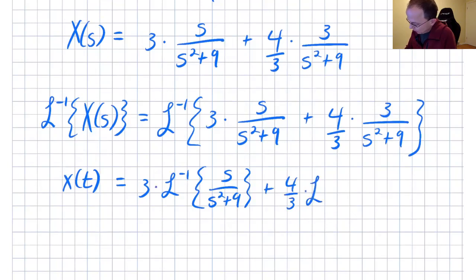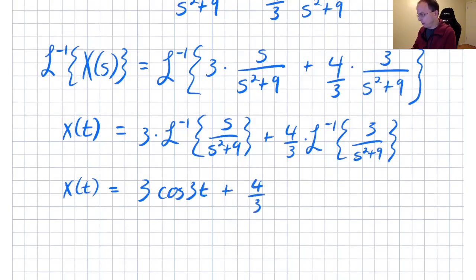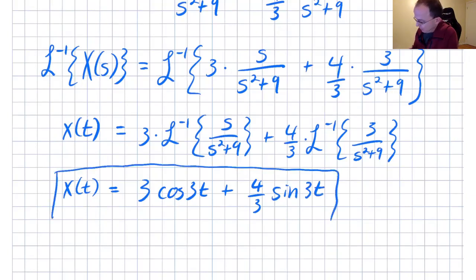So maybe I'll put a dot there to indicate multiplication. And then we know that the inverse Laplace transform of s over s squared plus 9 is cosine 3t. And we know that the inverse Laplace transform of 3 over s squared plus 9, that is sine 3t. So you see we get precisely the same answer.